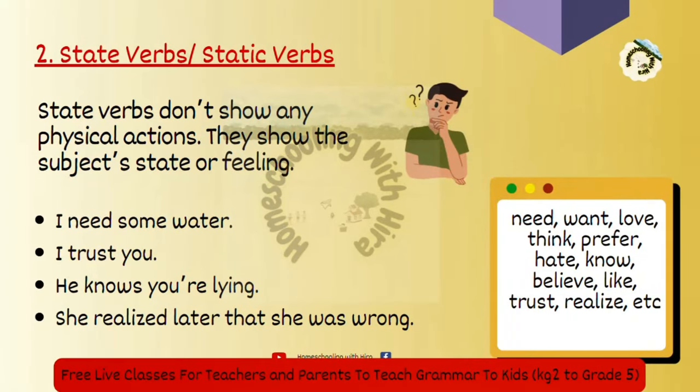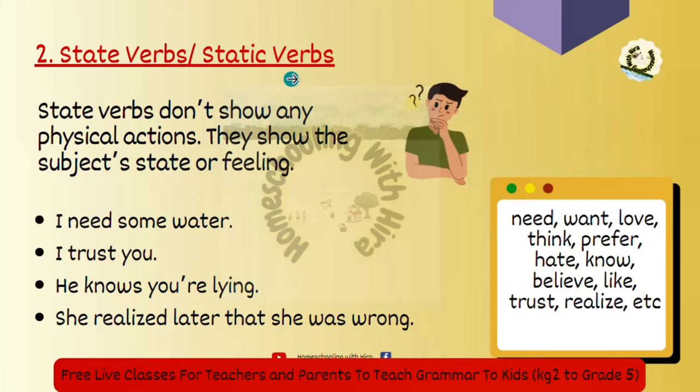Second type of verb, the most important type of verb and the most neglected as well. We don't teach this type of verbs to our kids and we just create lots and lots of confusions in their minds. So what is this type? It's the state verb or static verbs. What are static verbs? State verbs don't show any physical action. They show the subject's state or feeling.